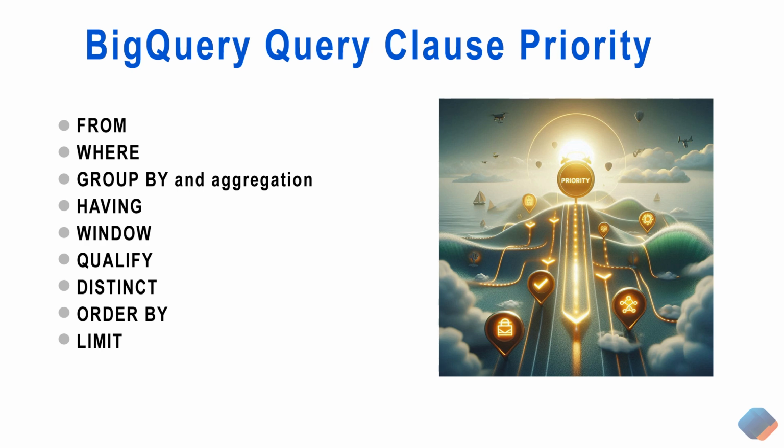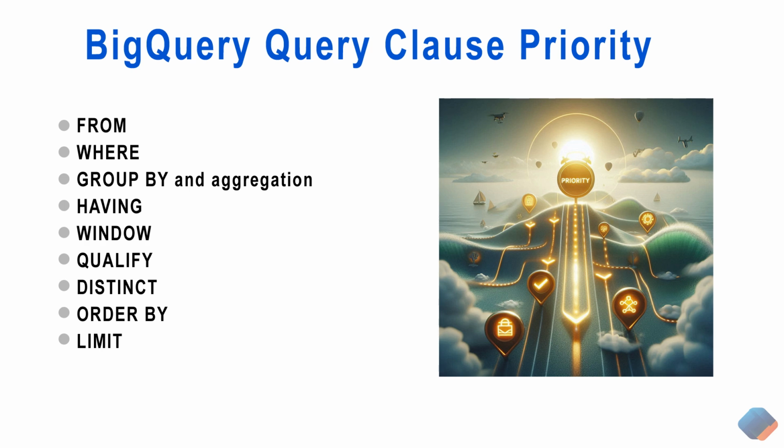The limit clause in BigQuery is used to restrict the number of rows returned by a query. It is evaluated last in the query execution order, meaning it has the lowest priority. This means that all other clauses like from, where, group by, order by, etc. are processed before the limit clause is applied.